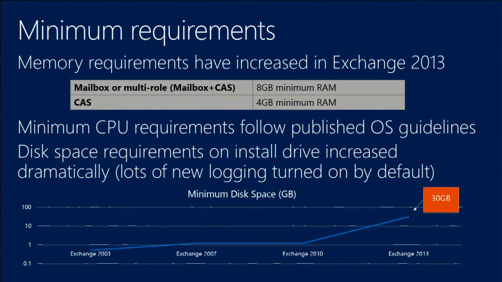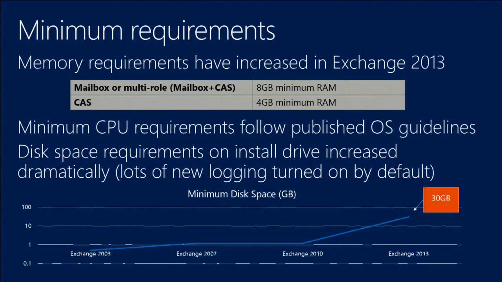You can get away with a little bit less than this if you're just building a test lab. Like if you want to build a VM on your laptop to try things out, you can probably drop that Mailbox or multi-role down to 6 gigs. You'd probably be okay doing that. But for production use, these are the absolute minimums. And these numbers go up pretty dramatically when you think about actually sizing for performance. I'll talk through what those numbers look like in a minute.